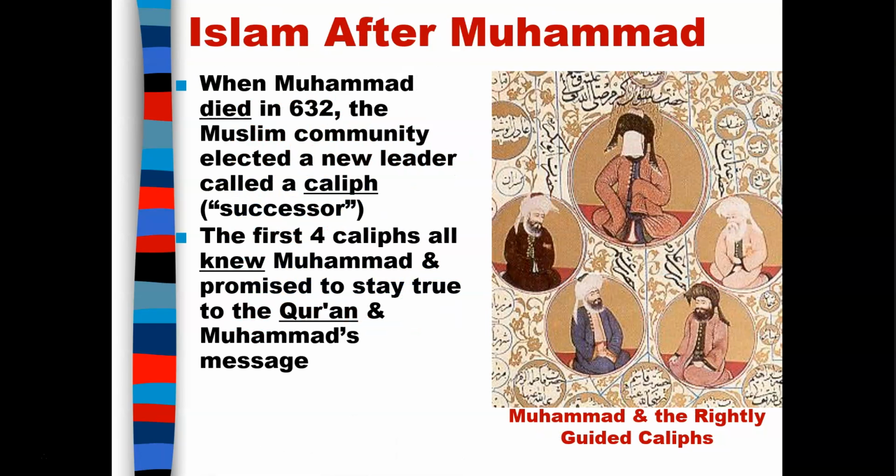Islam after Muhammad. When Muhammad died in the year 632, the Muslim community elected a new leader called a caliph, or successor. The first 4 caliphs all knew Muhammad and also promised to stay true to the Quran and Muhammad's message. Very important because people wanted to keep the faith pure. They wanted to keep the faith concentrated on what the Prophet Muhammad had been saying all along.